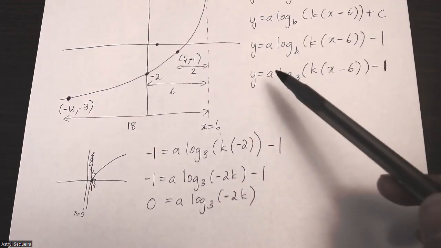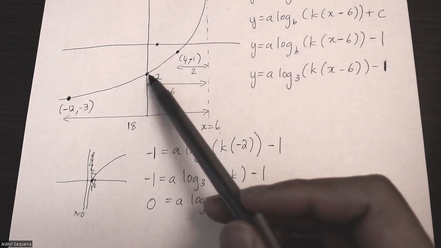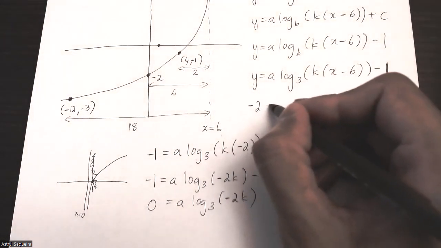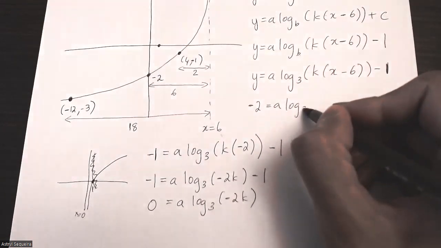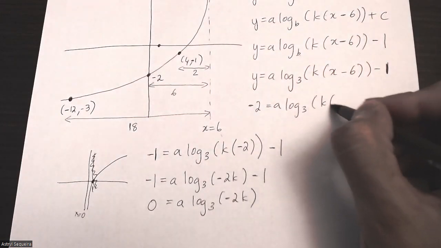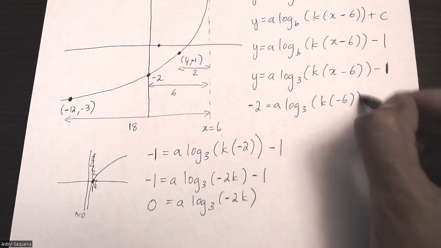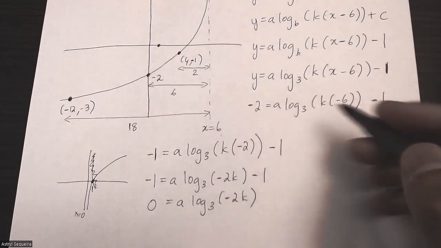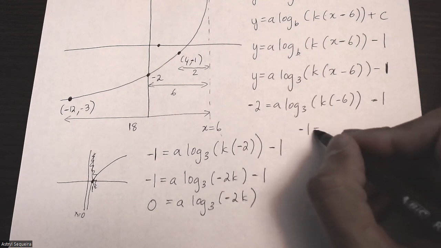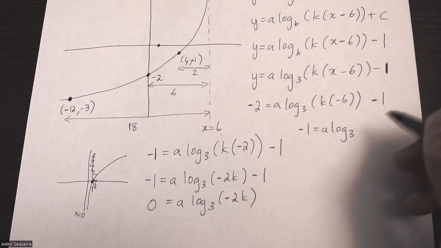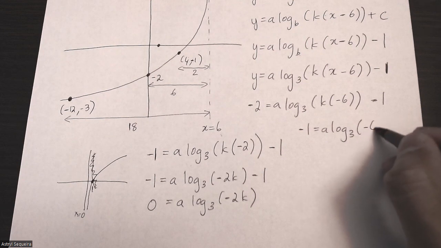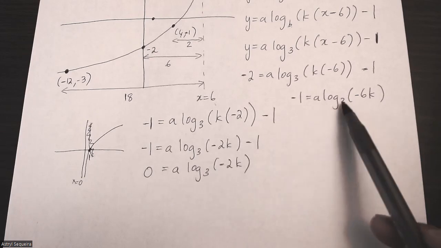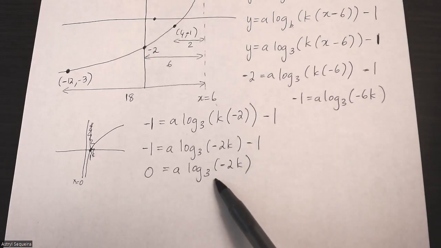Okay, now I'm going to do it with my second point over here, 0 and negative 2. So I'll replace y with negative 2 and x with 0. So 0 minus 6 is just negative 6. I'll move this negative 1 to this side. So it just becomes negative 1 equals a log 3 of negative 6k. So now I have two equations and I have two variables. I just have to solve by substitution over here.